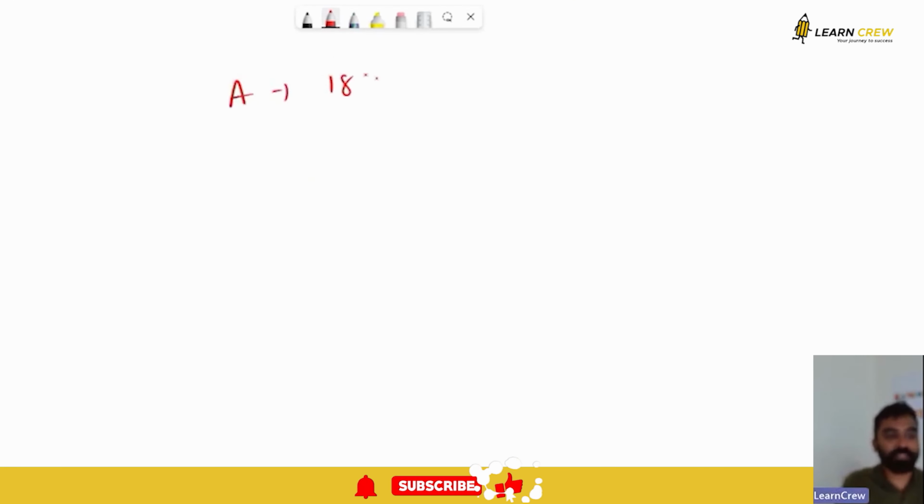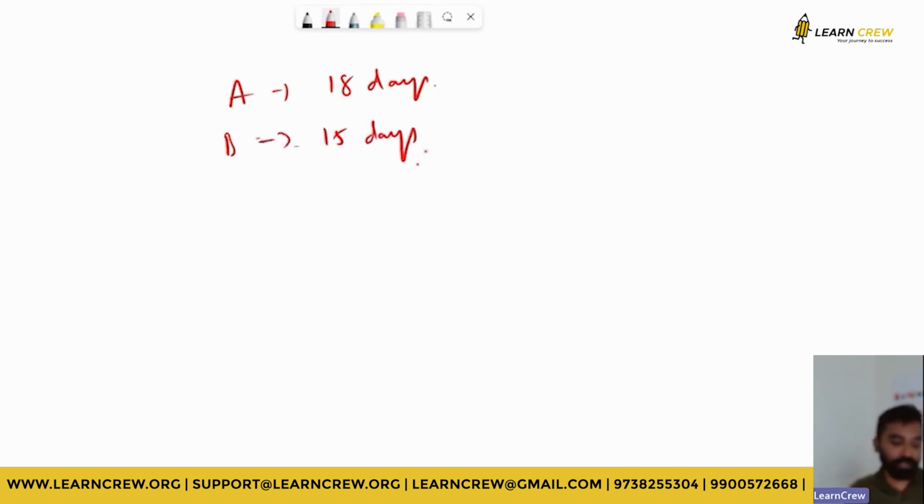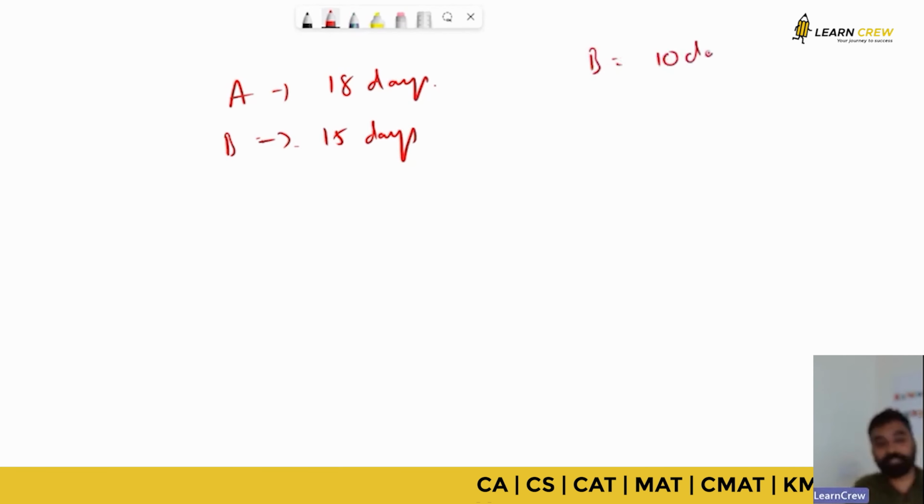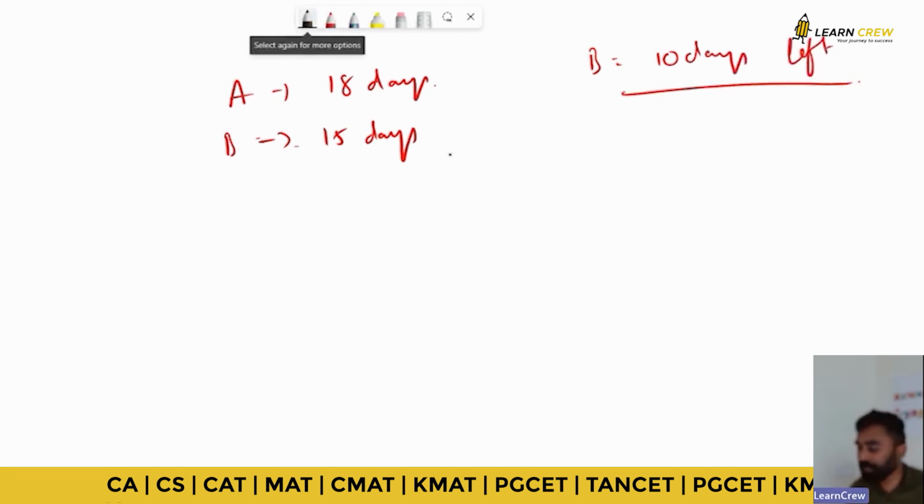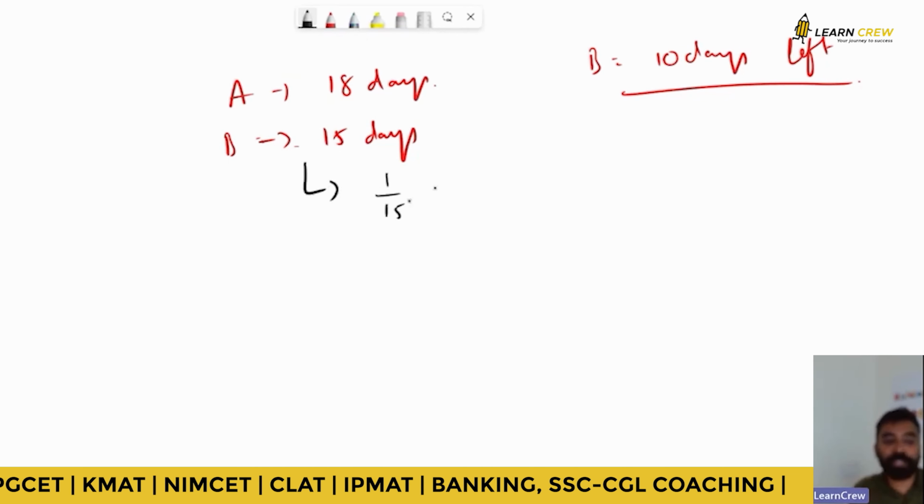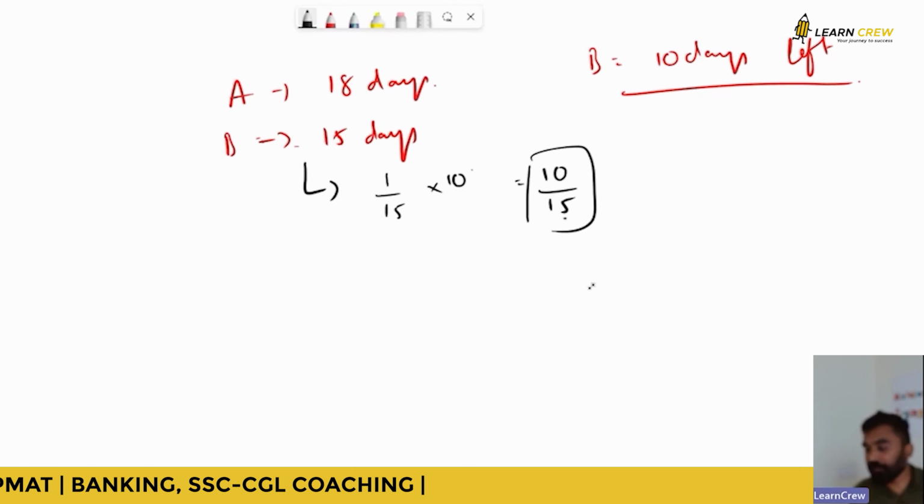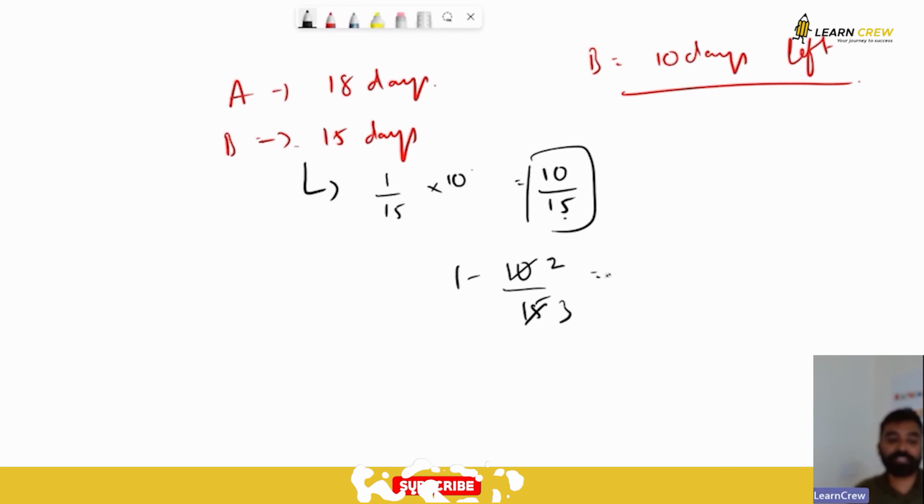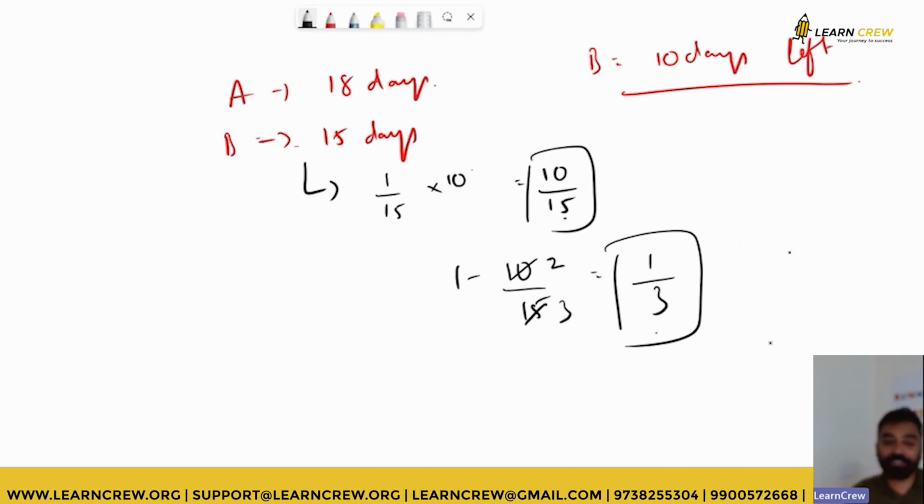A takes 18 days to complete the work. B can do the same work in 15 days. Now B has worked only for 10 days and left the job. Now, what is the single day's work of B? 1 by 15. What is 10 days' work of B? 10 by 15. If 10 by 15 is the work done by B, what is the remaining work left? 1 minus 10 by 15 is 5 by 15, which is nothing but 1 by 3. 1 by 3 is the remaining work.